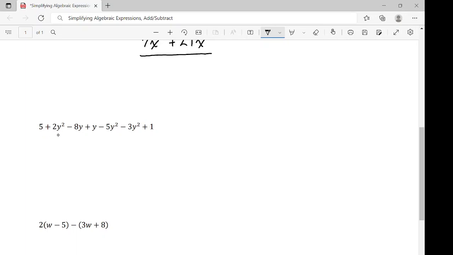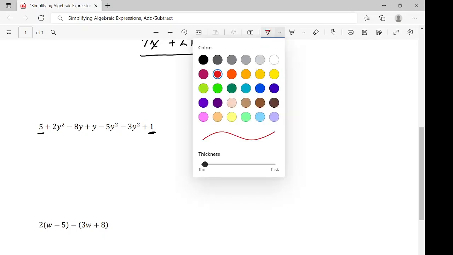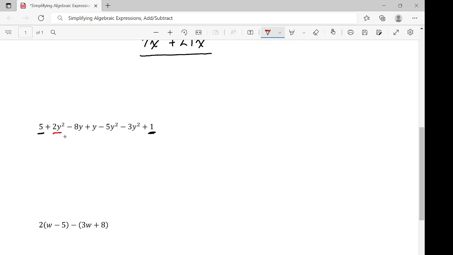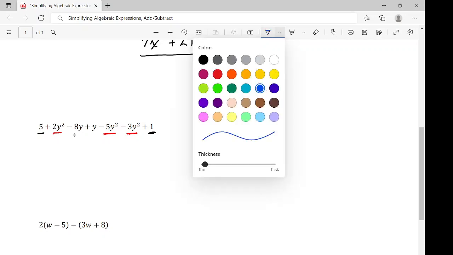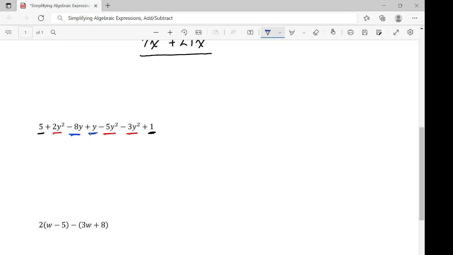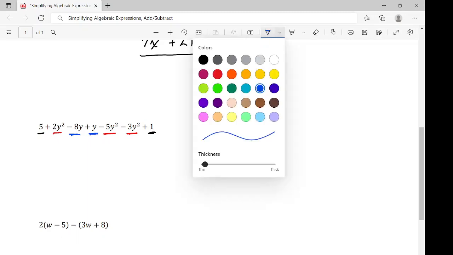Next we have 5 plus 2y squared minus 8y plus y minus 5y squared minus 3y squared plus 1. So we can see we have a term with no y here and no y here. So those are alike. We have a 2y squared here, a negative 5y squared, and a negative 3y squared. And then we have a negative 8y and a positive y here. So I've already figured out what are my like terms, and now I'll combine them.